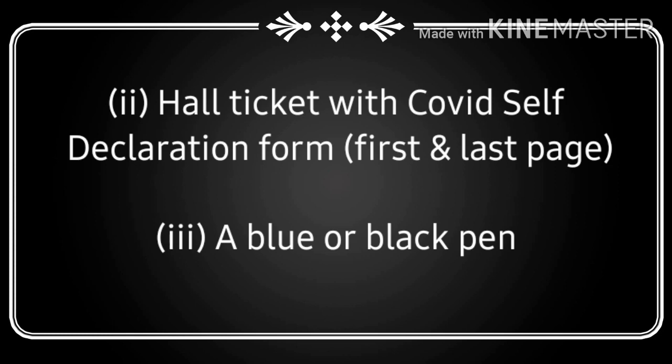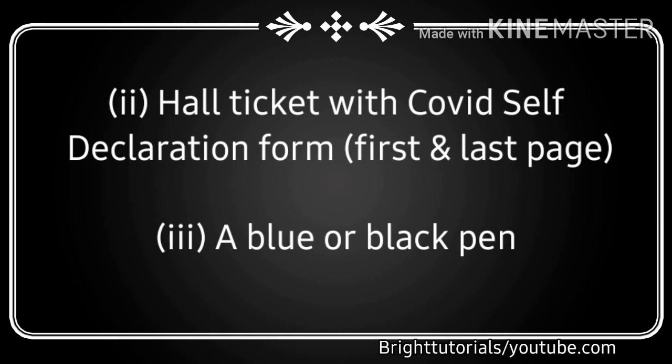So number two is hall ticket with COVID declaration form. This is very important. Without the hall ticket, you will not be allowed to write the TS Eamcet 2020 examination. This year, due to the pandemic condition, due to COVID-19, they have also provided a COVID self-declaration form. In this form, you have to declare that you have not tested positive for COVID-19. So these are very important. Make sure to take a printout right now itself and keep it ready for the examination.